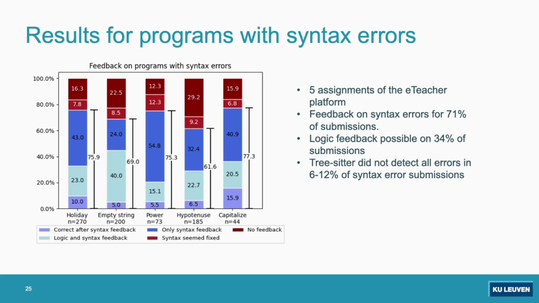We did encounter an issue, which is that in 6 to 12% of cases, Twister is too lenient and does not always detect all syntax errors. We can check that not all syntax errors are fixed by parsing the code in Python, and in those cases we are not able to give feedback.